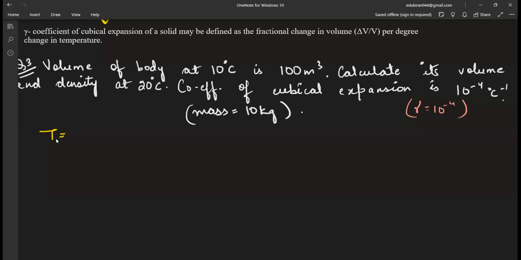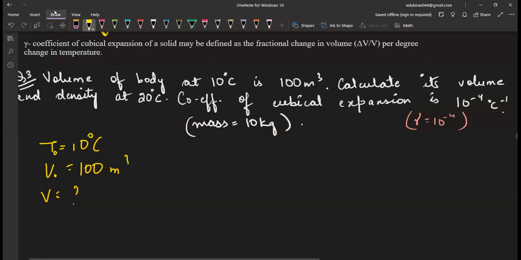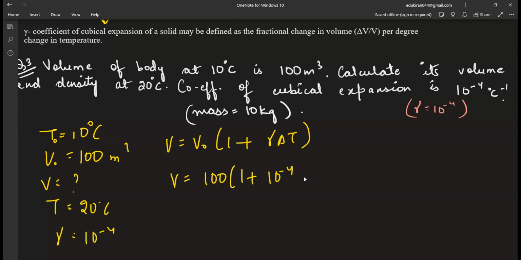The volume at 10 degrees Celsius is given as 100 meter cube. Calculate its volume and density at the final temperature. The initial volume is given. The temperature is given as 20 degrees Celsius and gamma is given as 10 to the power minus 4. Mass is given for the density. Very easy. V is equal to V naught times 1 plus gamma delta T. First, we'll find out V. V is equal to 100 times 1 plus 10 to the power minus 4 into 20 minus 10, which is 10. So the volume is equal to 100.1 meter cube.